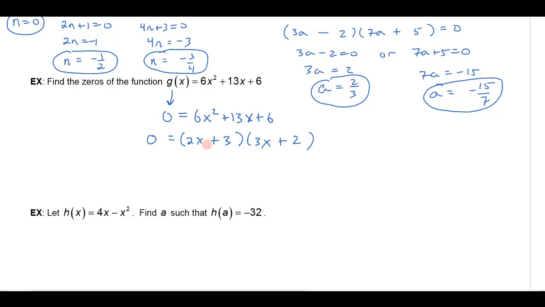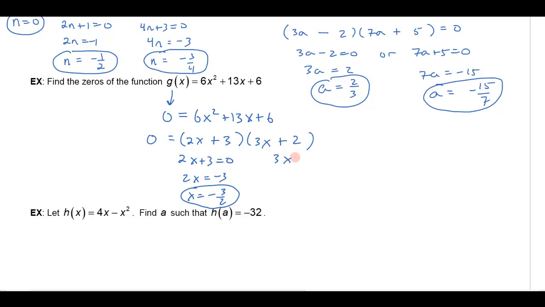I've got 6x squared. I've got a 4x here and a 9x here makes 13x, and then the 3 times 2 for the last ones makes 6. All right, so let's set each of those equal to 0. I get 2x plus 3 equals 0. So 2x is negative 3, and x is negative 3 halves. That's one solution. That's one of the zeros.